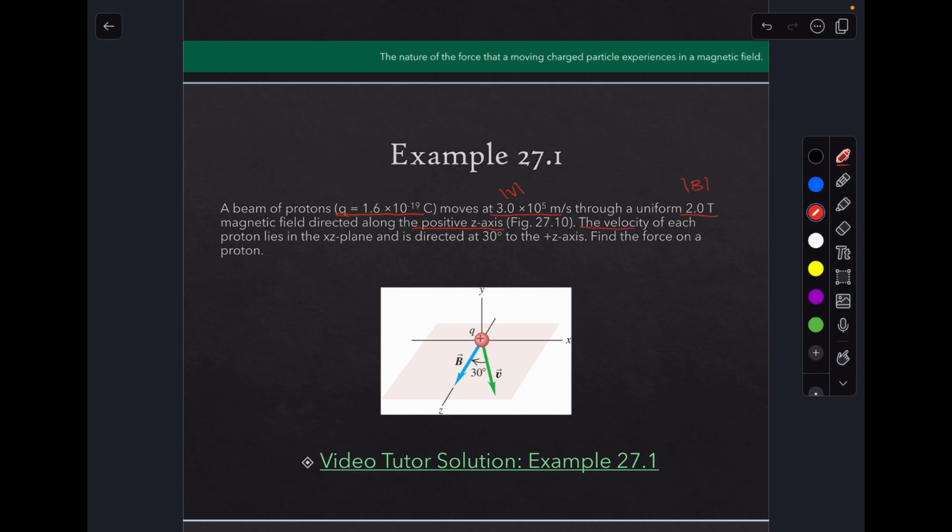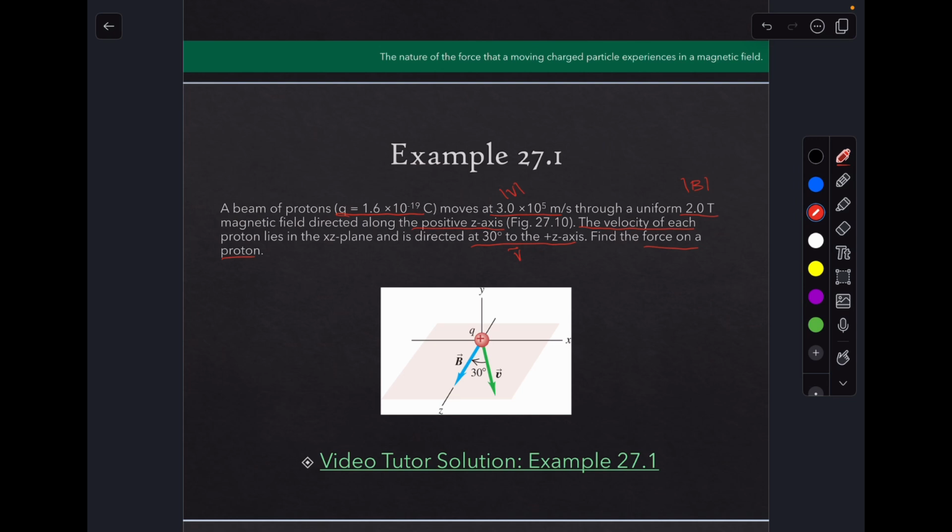So that gives us the direction of B. The velocity of each proton lies in the XZ plane and is directed at 30 degrees with respect to the Z-axis. So that's going to give us the direction of V. Find the force on each proton. So find the force on one proton.